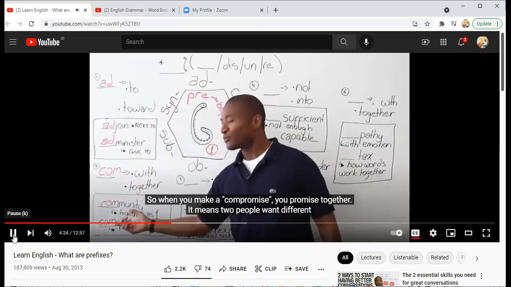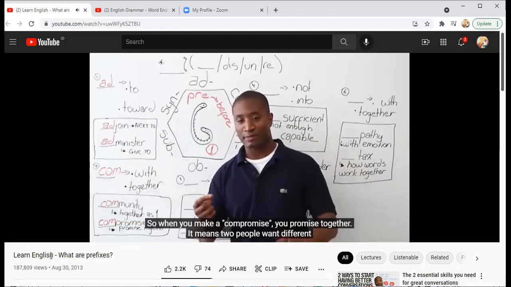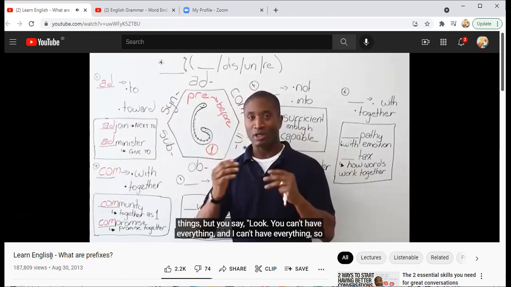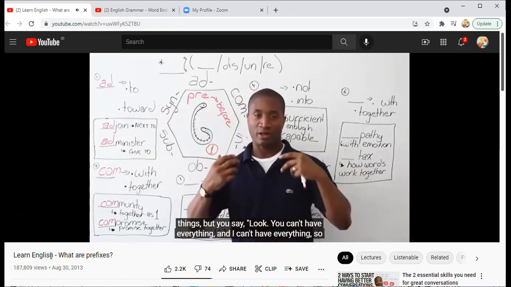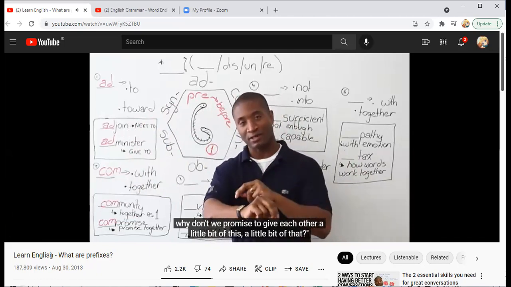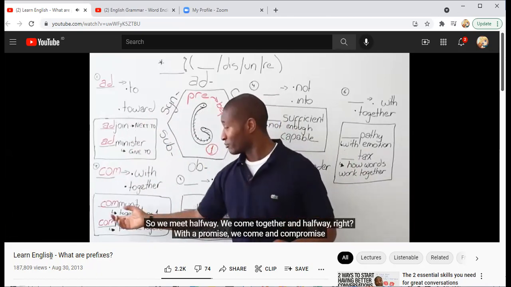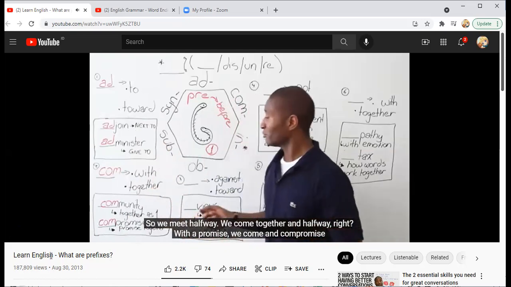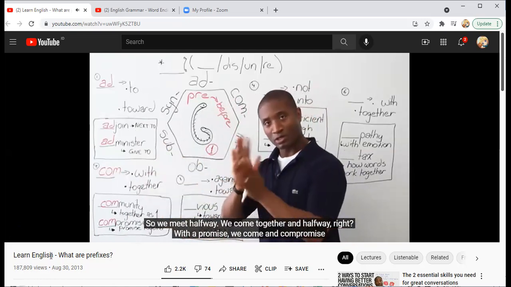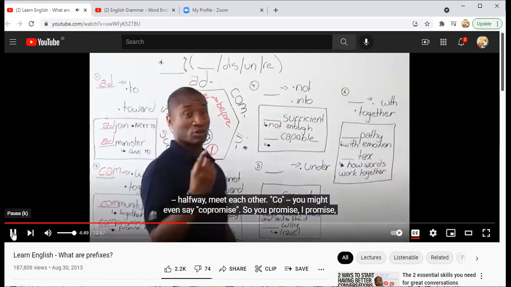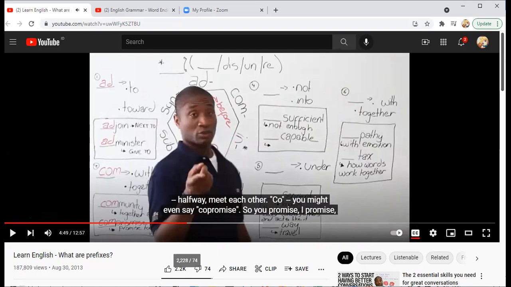Okay. So when you make a compromise, you promise together. It's two people want different things, but you say, look, you can't have everything, and I can't have everything. So why don't we promise to give each other a little bit of this and a little bit of that? So we meet halfway. We come together and halfway, right? With a promise, we come and compromise halfway with each other. When you say co-promise. So, okay.